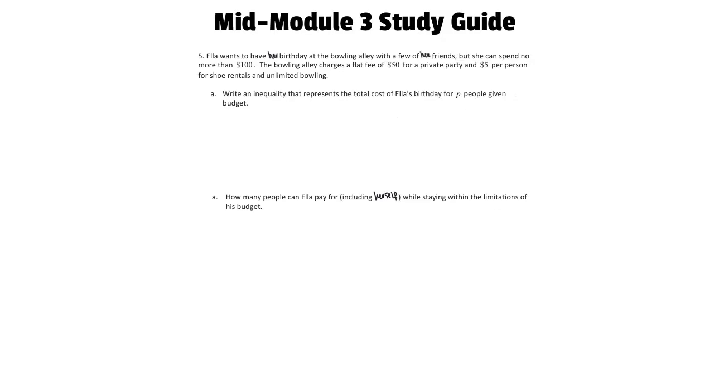Number 5. Ella wants to have her birthday party at the bowling alley with a few of her friends, but she can spend no more than $100. The bowling alley charges a flat fee of $50 for a private party and $5 per person for shoe rentals and unlimited bowling. A. Write an inequality that represents the total cost of Ella's birthday for P people given her budget.